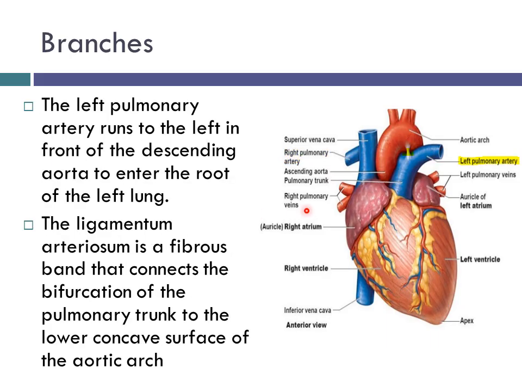Whereas the left pulmonary artery runs to the left in front of the descending aorta to enter the root of the left lung. Now the connection between the bifurcation of this pulmonary trunk and the lower concave surface of the arch of the aorta is known as the ligamentum arteriosum, which is basically a fibrous band.